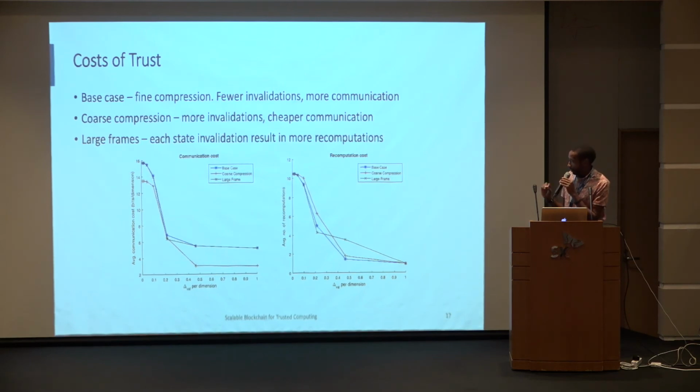And so in the computation cost as well, we can see that using coarse compression, the red line, increases approximation error in state reports. And so more states are invalidated at that point, so the endorsers and clients have to reevaluate the states more times.